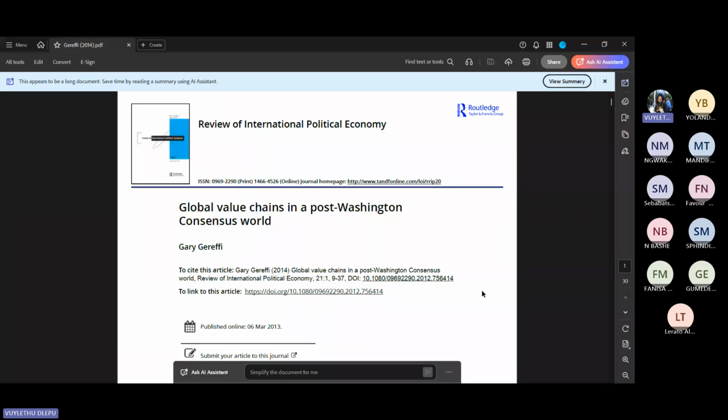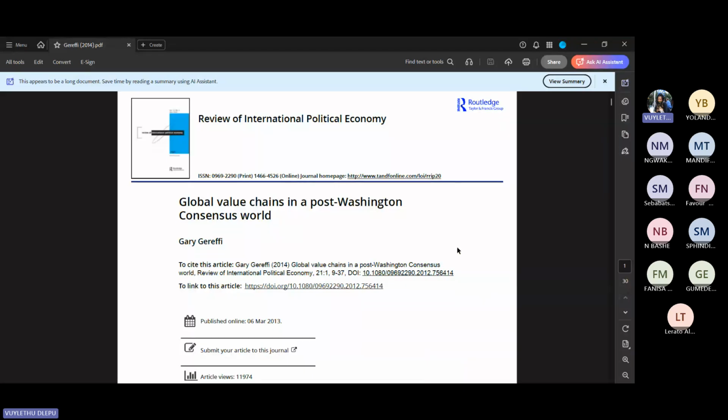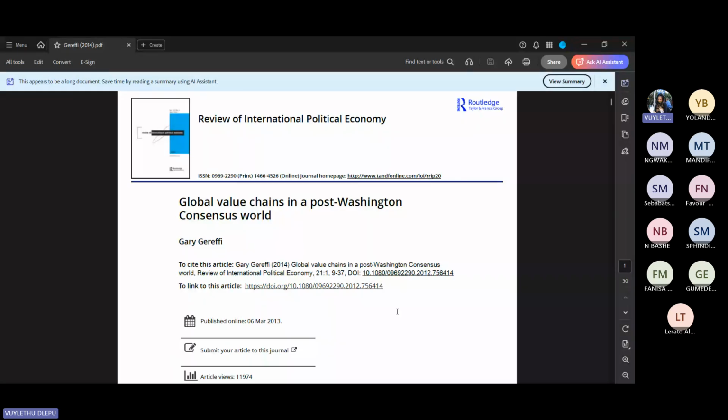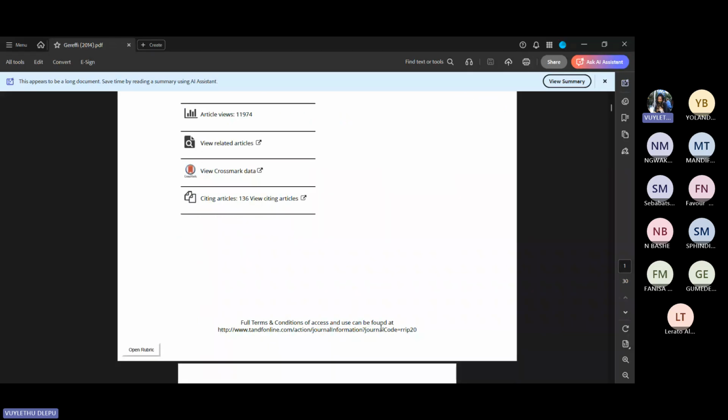Perfect. Okay, so now we've got a totally different view. Here, it talks about global value chains in a post-Washington consensus world. So I keep going back to the assignment because for me, it's my compass. By the global development. So I wonder what Gereffi is going to say about the development of, okay. Okay, so Gereffi talks about, let's just see what this article is actually about.